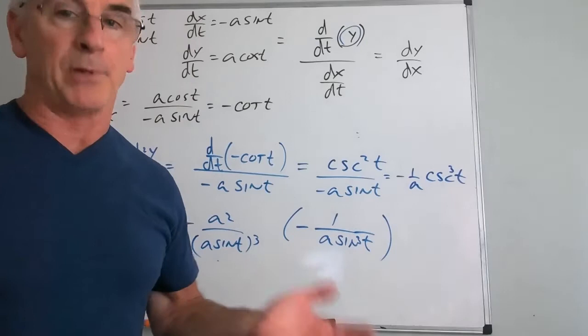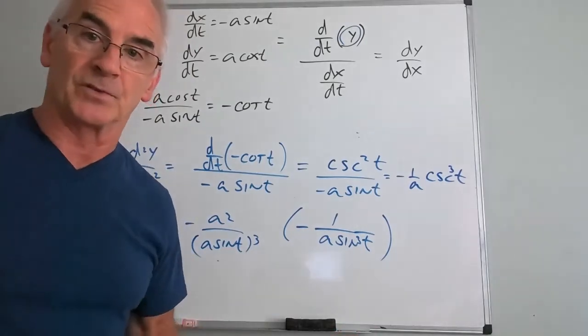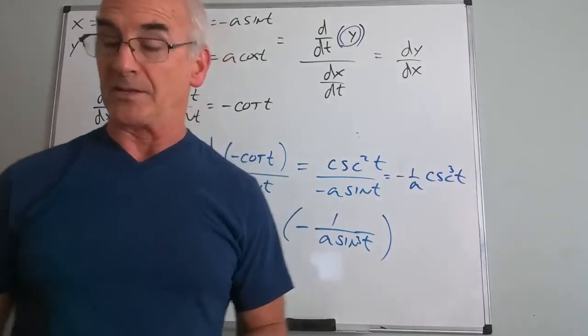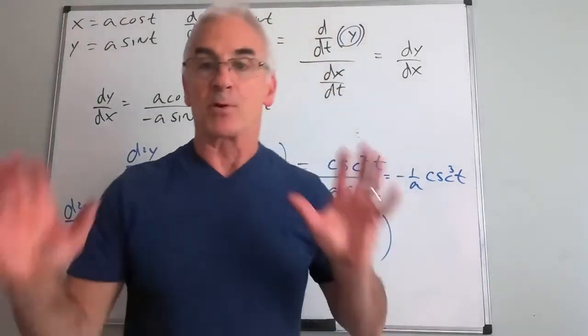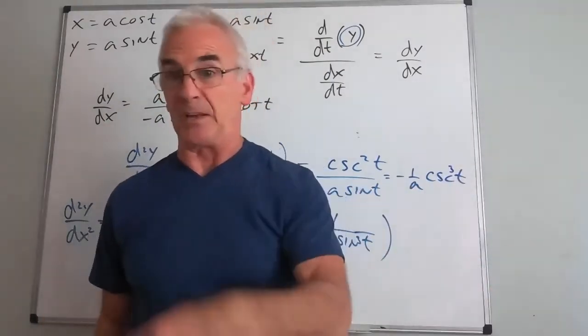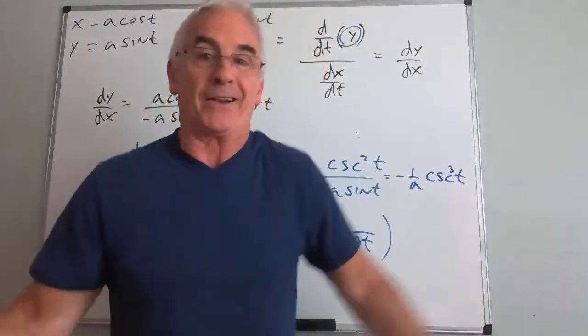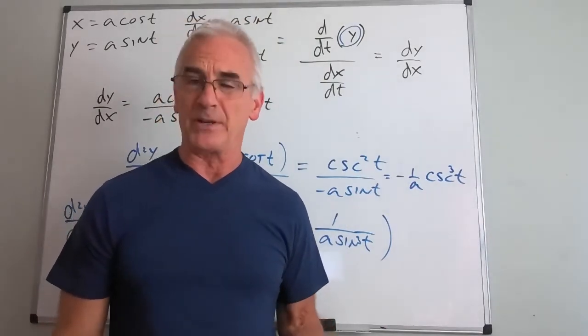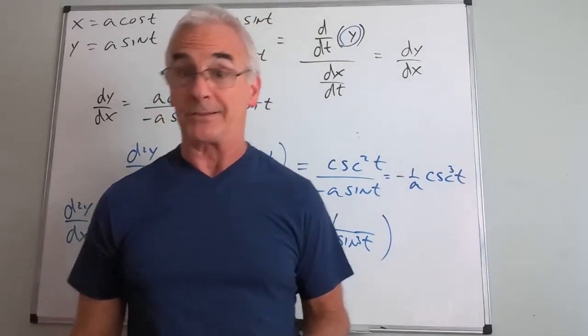Parameterization, when it applies, when it is appropriate to use, pretty much always makes a problem simpler than it would have been otherwise. So if I have a parametrically defined curve, in other words, x equals a function of t, y equals a function of t, I'm already given that. I don't have to do anything. Then finding the derivatives is actually a pretty simple matter pretty much all the time.